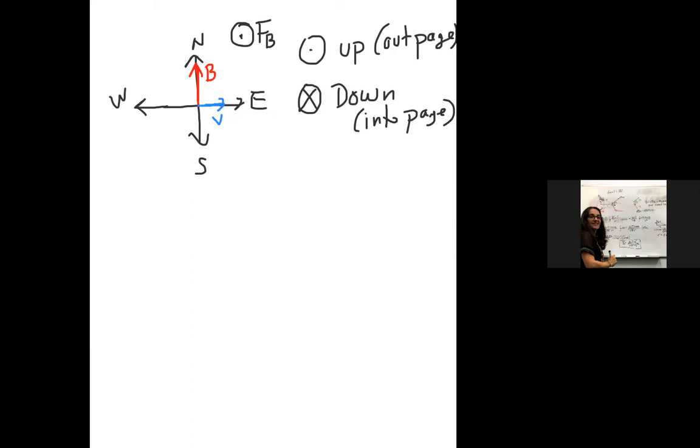Right? Put your fingers towards the east, towards the right. Face your palm towards north, which is the way you're facing, and your thumb comes out of your page, up towards you. All right.